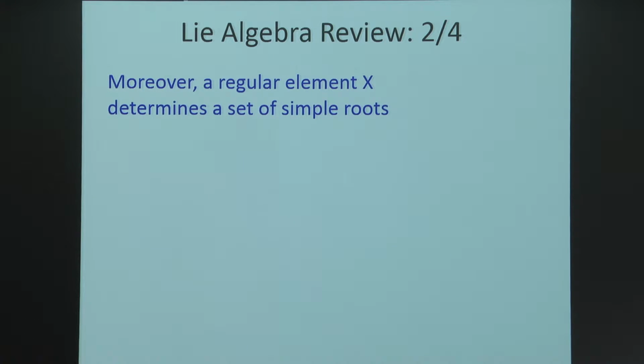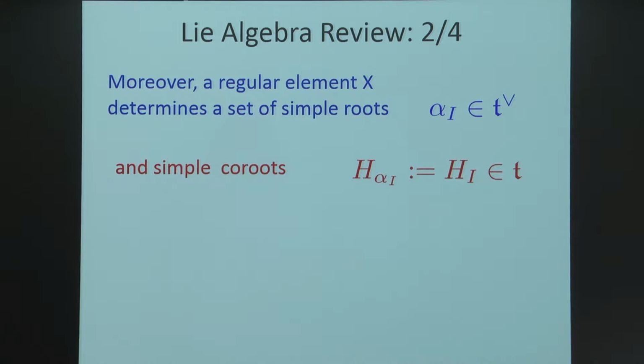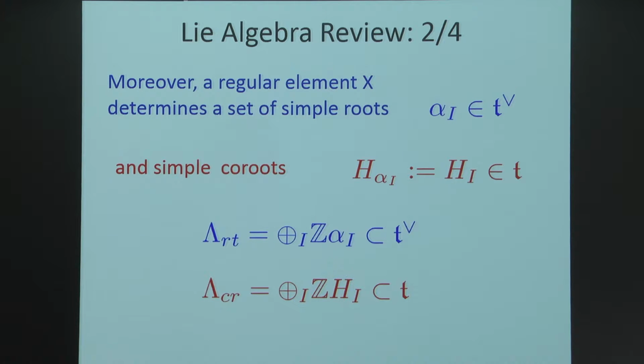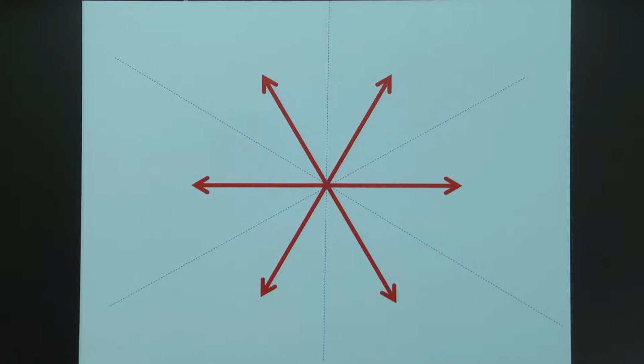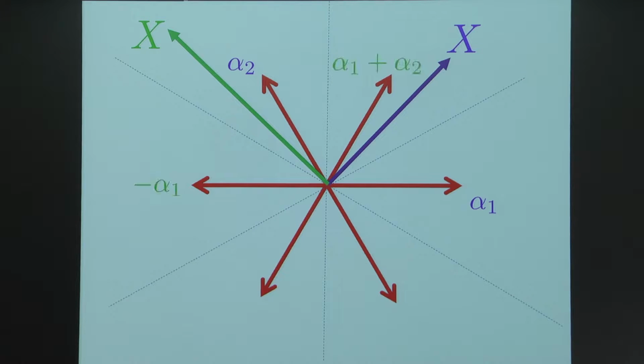Moreover, a regular element determines a set of simple roots. So I'll denote those as alpha_i, and simple co-roots, h_alpha_i, or h_i. And then the root lattice is just the integral span of the roots, and the co-root lattice is the integral span of the co-roots. So, for example, here is a Cartan subalgebra of SU(3) with a set of roots. And if I choose that regular element, then it singles out that set of simple roots.